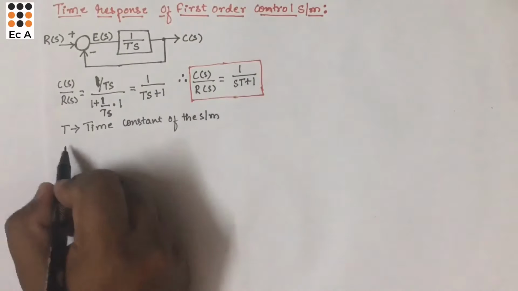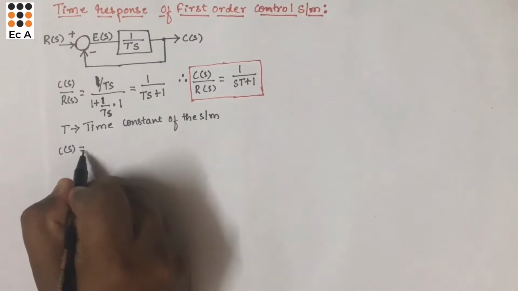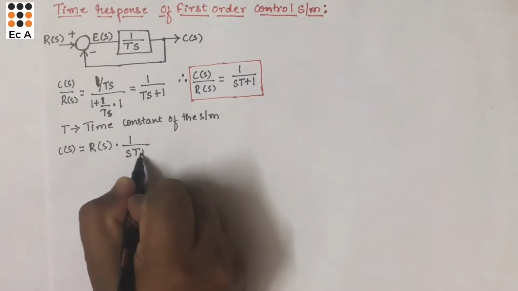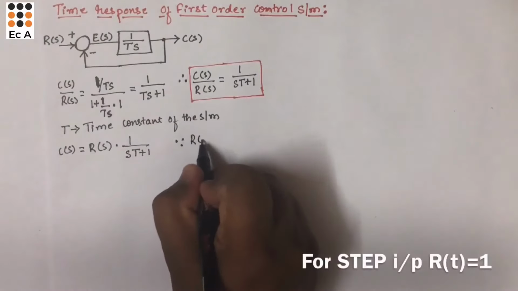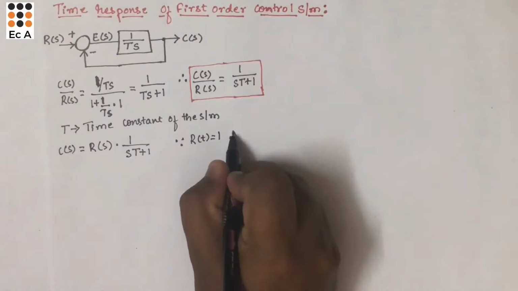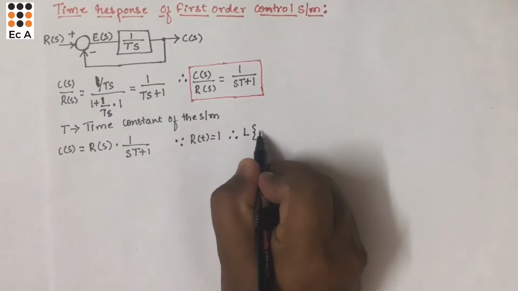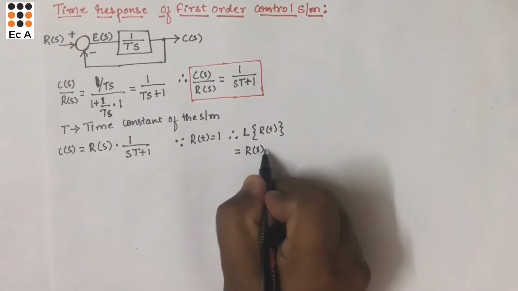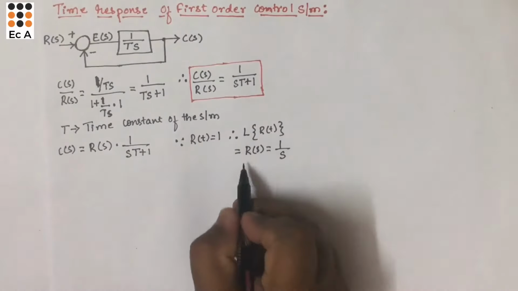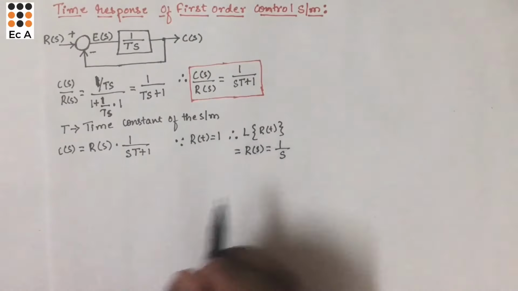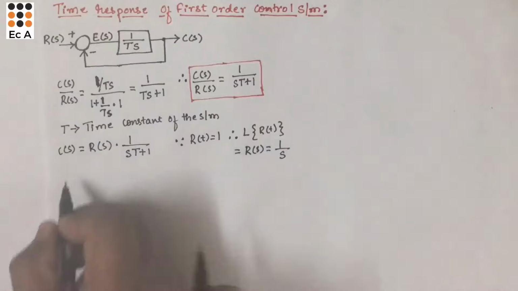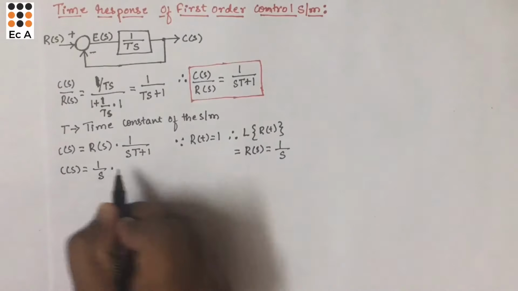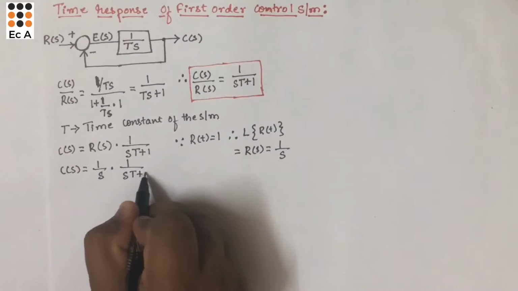From this equation, we can write C(s) = R(s) into 1 divided by Ts + 1. Since r(t) is equal to 1, the Laplace transform of r(t) can be written as R(s), which is nothing but 1/s. So we will substitute this value here. So it will be C(s) = 1/s into 1/(Ts + 1).